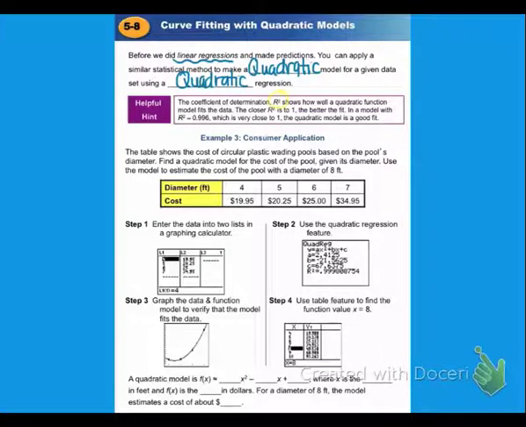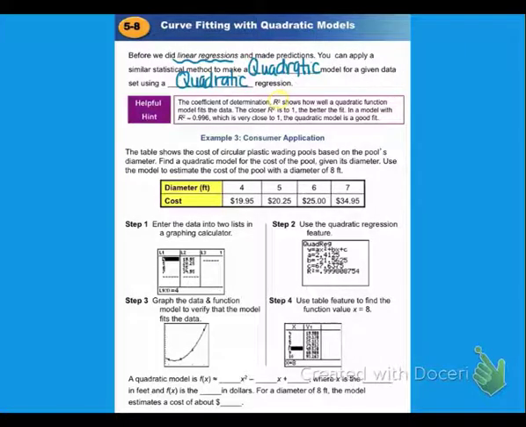And the closer the R squared is to 1, the better the fit. In a model with an R squared of approximately 0.996, which is very close to 1, the quadratic model is a really good fit. Now, because R squared is a squared number, it's always going to be positive. So we're not going to get a negative R and positive R like we did with linear regression. Our R squared will always be positive. So the closer it is to 1, the better it is.